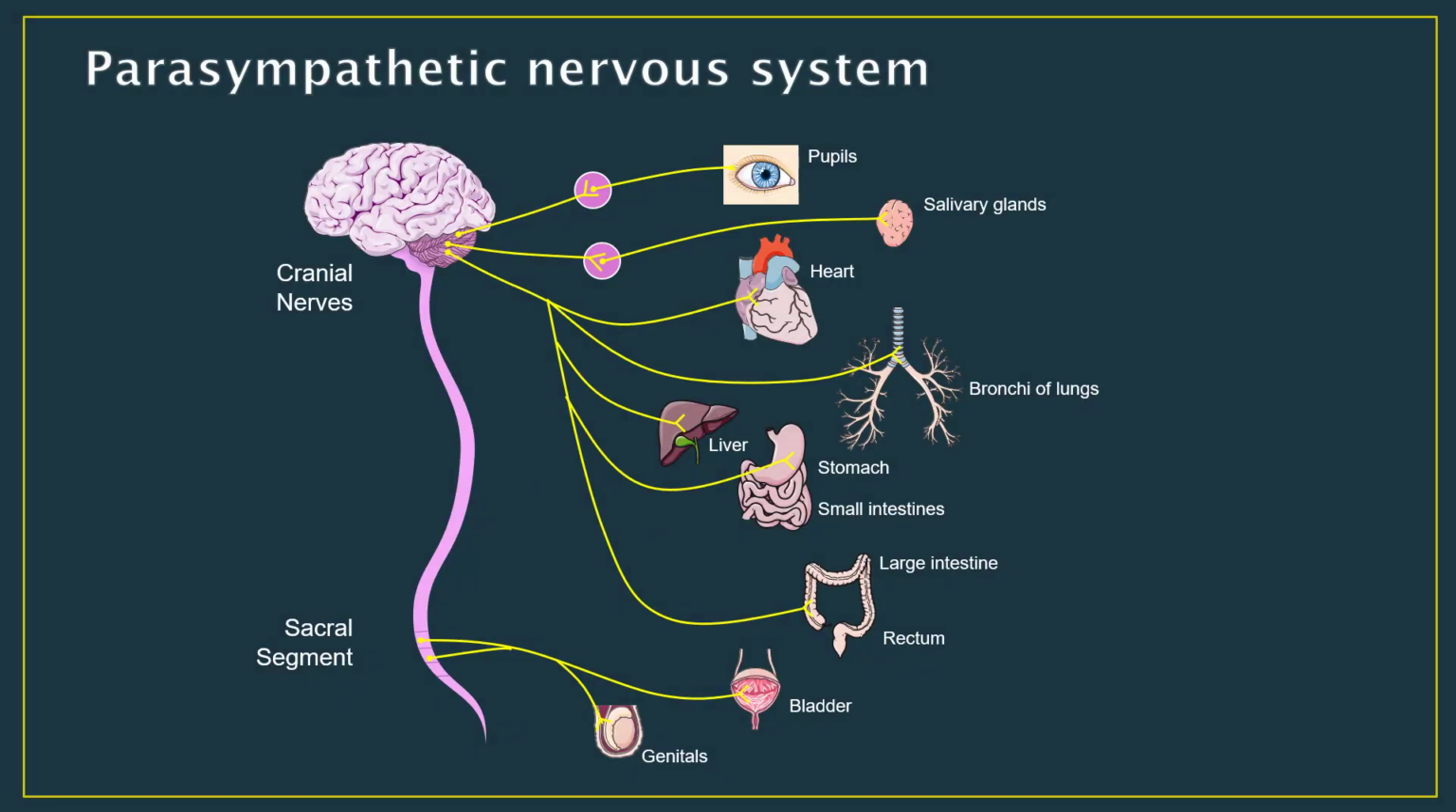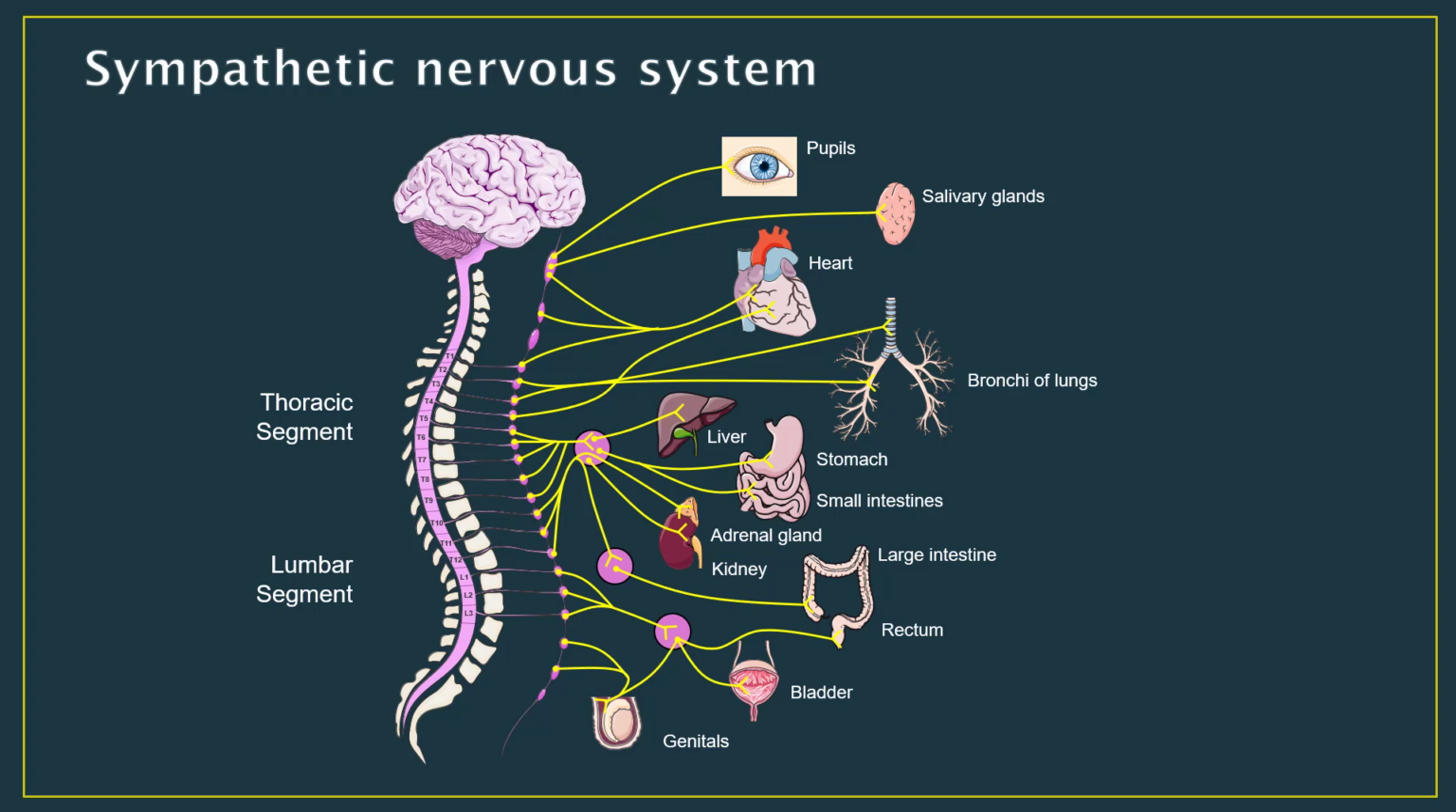Let's look at the parasympathetic first. As I mentioned to you, it arises from the cranial and sacral segments. The nerves leave the central nervous system. They travel a long distance before they synapse and then give rise to post-synaptic or post-ganglionic fibers, which will innervate different organs.